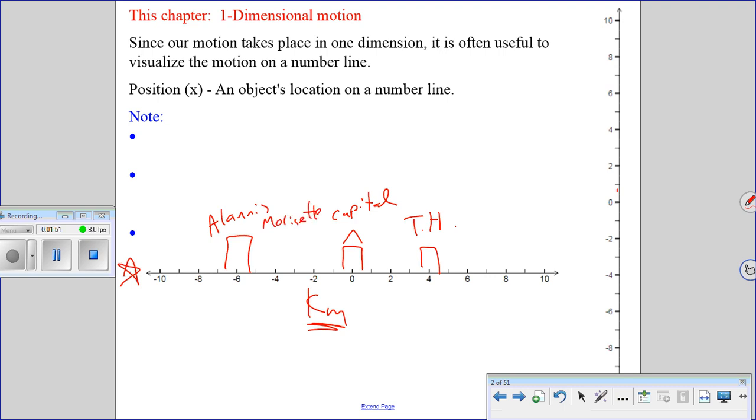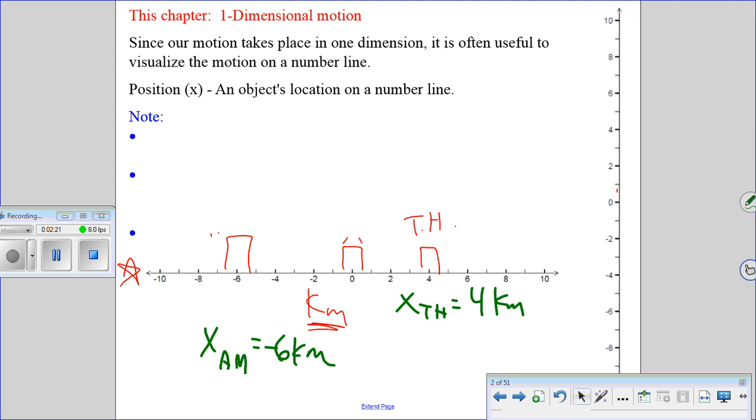All right, so when we talk about position, we're just talking about the location, all right? So in this example, we would say the position of Tim Hortons is 4 kilometers. And the position of Alanis Morissette's house is -6 kilometers. So position is simply the location of the object on a number line. A couple things that I want you to be aware of here. Let me erase this so that we've got a little room to work with.